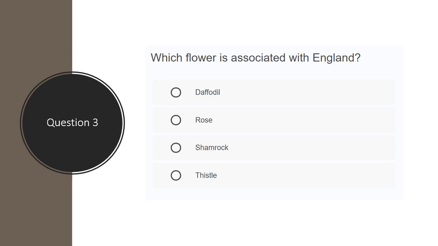Next, which flower is associated with England? Okay, now I will tell you a technique how to sort this out. So the answer is rose. I will tell you about other flowers as well.